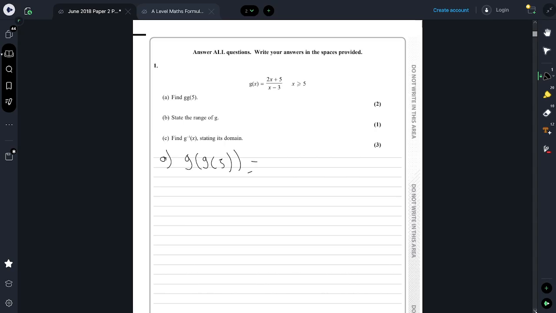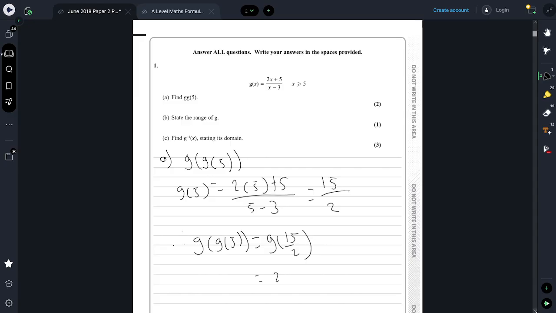So that's what we're going to do. g of g of 5. Well, that's g of 5 first of all. g of 5 is going to be substituting 5 into x. So 2 times 5 plus 5, over 5 minus 3. Simplify that: 2 times 5 is 10, plus 5 is 15. 5 minus 3 is 2, and that's it. So therefore g of g of 5 is now simply g of 15 over 2.